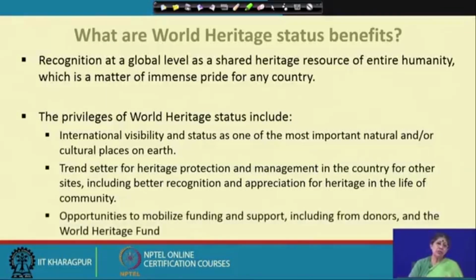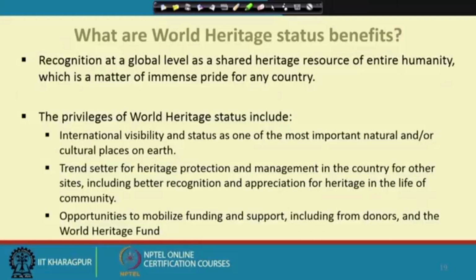It also gives a lot of importance because of opportunities to mobilize funding and support. It is not that UNESCO gives the funding, but it helps mobilize the funding and the support, including from donors and the World Heritage Fund. For example, for Ajanta and Ellora, the Japanese government has helped a lot in protecting the natural environment around them because it is a World Heritage Site.